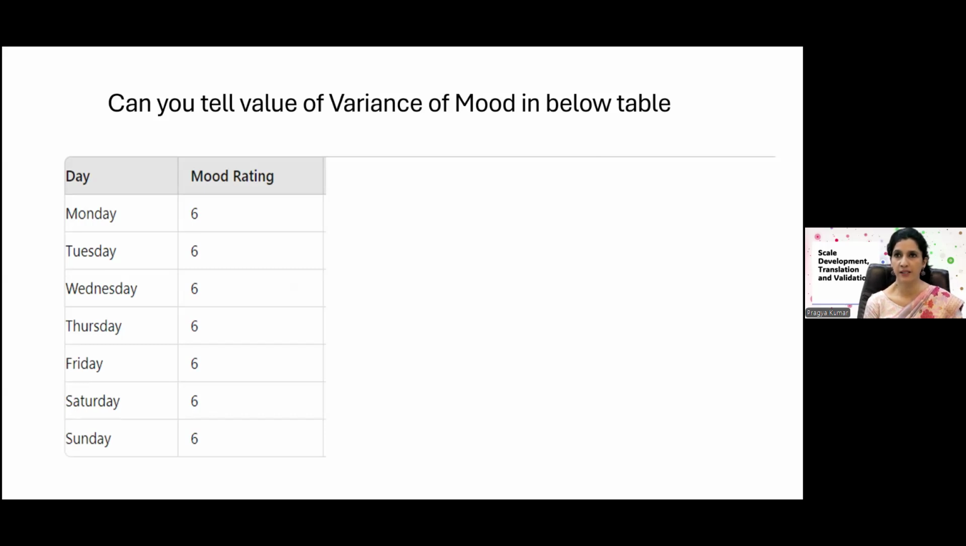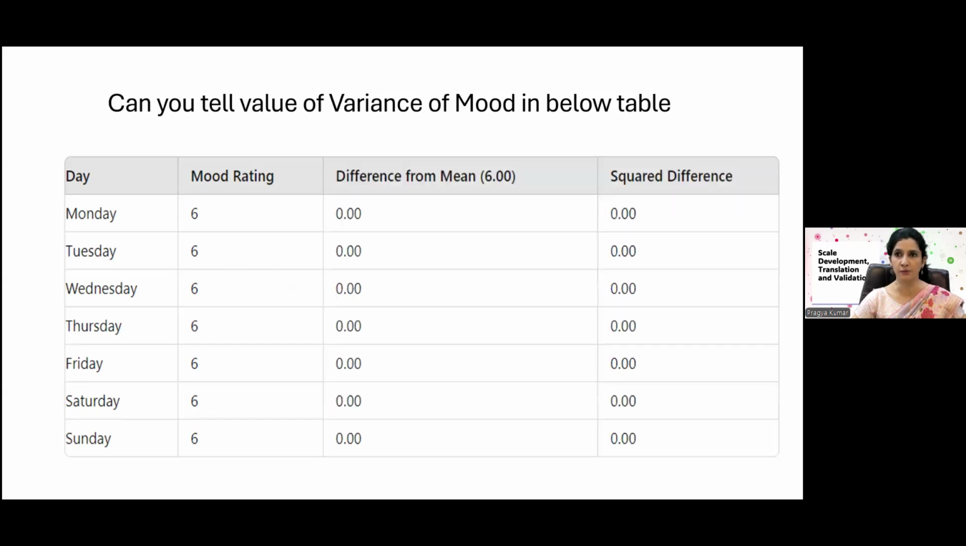Dr. Rupesh is writing 0. Saurabh is writing 0. Why is it 0? Because the mean is 6 and there is no deviation from the mean. So the variation will be 0. Yes, true.